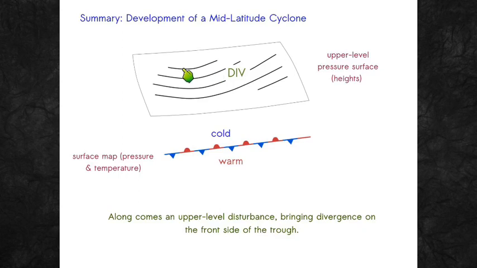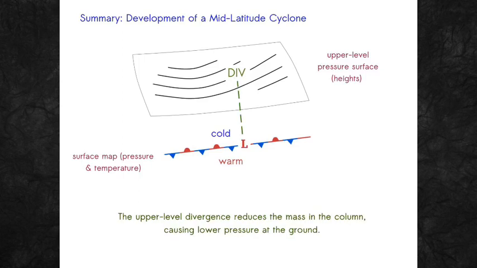Now, you'll recall that if you've got this wave disturbance at upper levels with a trough, on the front side of the trough, we've got some divergence. And that divergence is going to remove mass from the air column and cause the pressure to start to drop down at the ground. So that's the next step. We'll start to form a low pressure center down here at the ground.